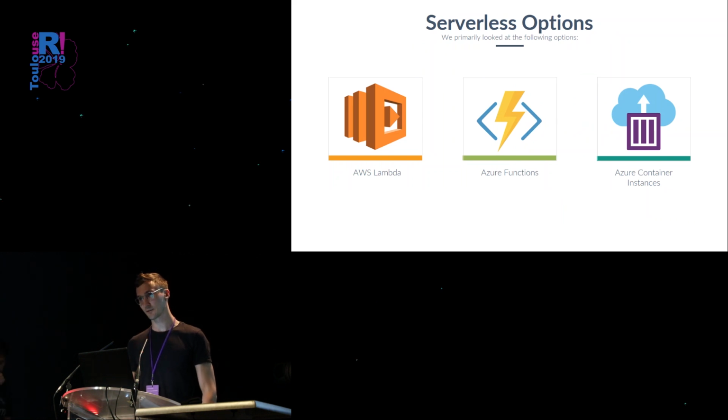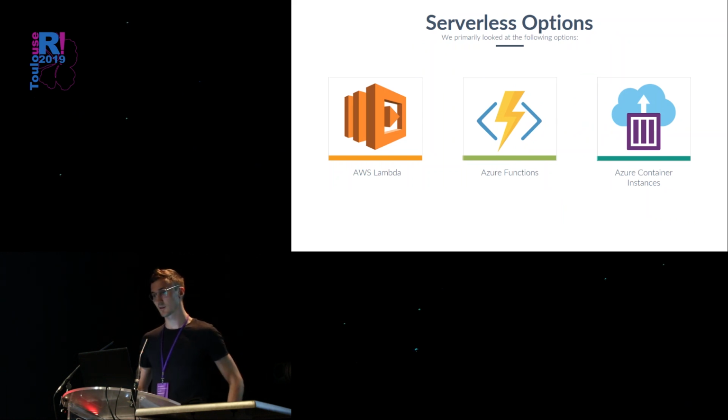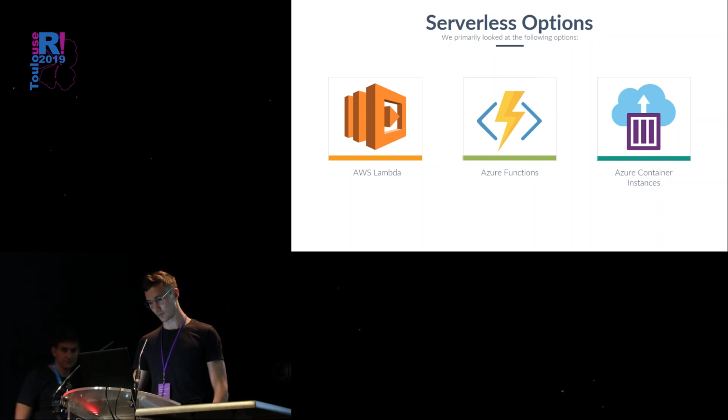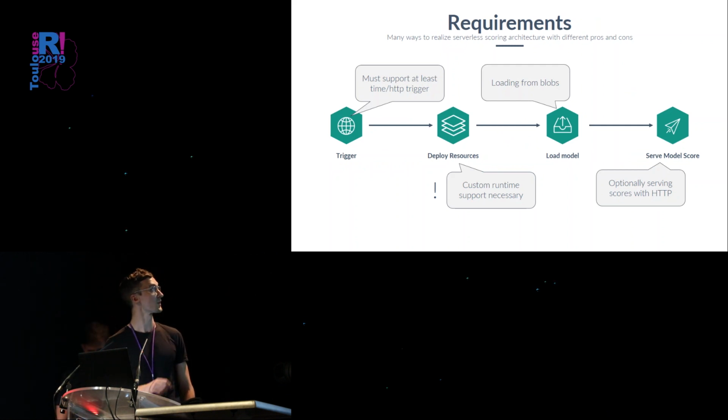When we looked at different options at deploying serverless scoring models in our company, we started with AWS Lambda, then went to the pendant in Azure, which is Azure Functions, and we ended up implementing a solution based on Azure Container Instances. And Thomas will briefly give you an overview afterwards.